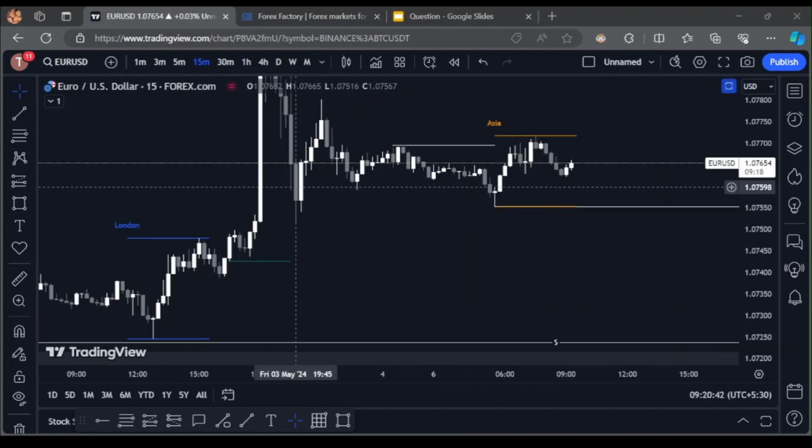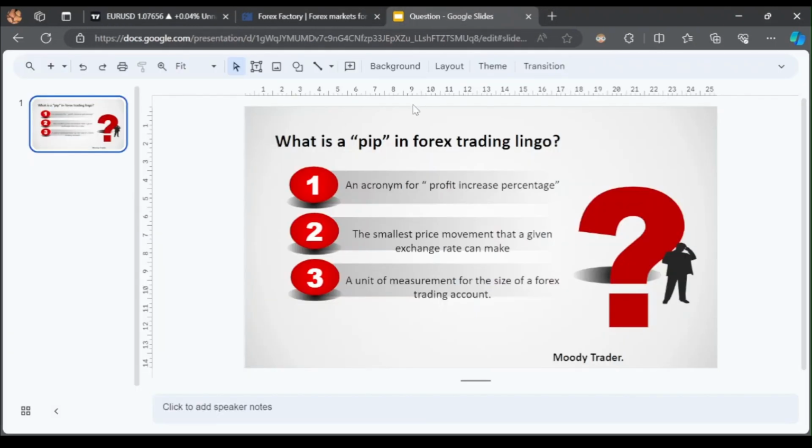So now let's move to the last segment, that is the questions round. And let's see what we have in the question today. That is, what is a pip in Forex trading lingo? The first option is an acronym for profit increase percentage. The second one is the smallest price movement that a given exchange rate can make. The third is a unit of measurement for the size of a Forex trading account.